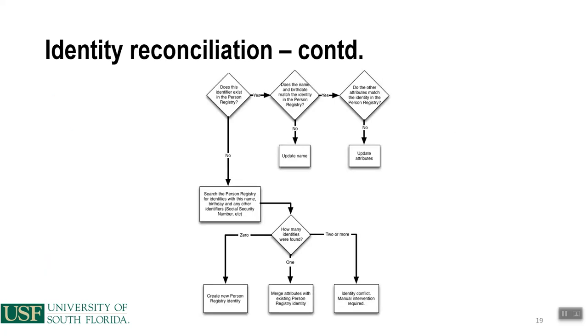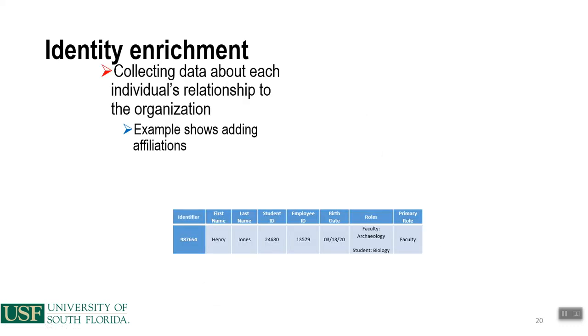And you can see that this is a breakdown of how you could think about it. So does this identifier exist in the person registry? If it does, do the name and birth date match the identity in the person registry? If not, update the name. If so, do the other attributes match this identity in the person registry? And if it's no, update the attributes. And you can see the same decision path down here. Identity enrichment is collecting data about each individual's relationship to the organization. The example shows adding affiliation. So you're adding in information for Henry Jones accordingly.